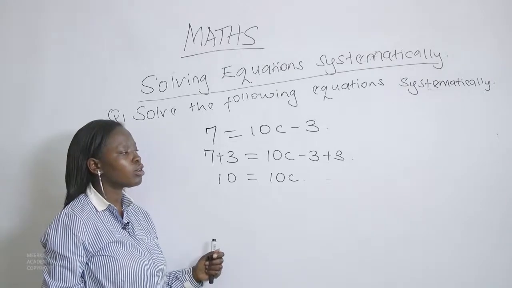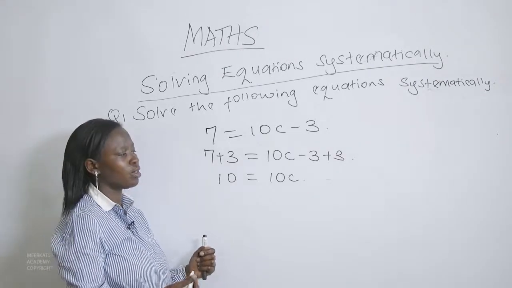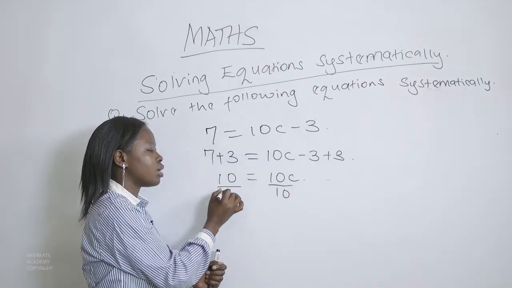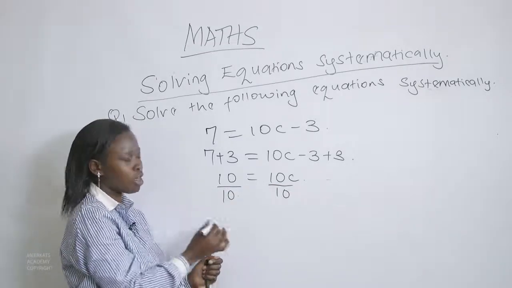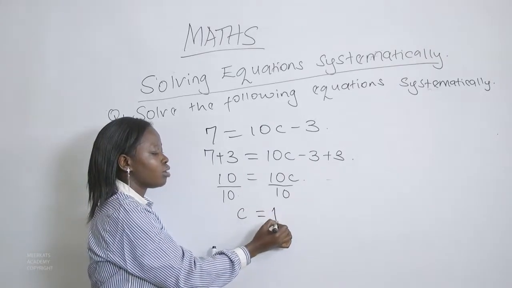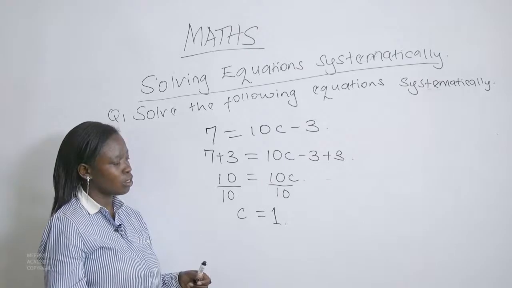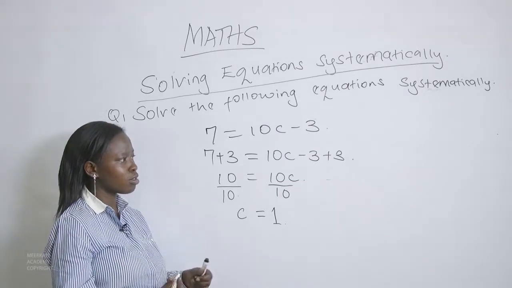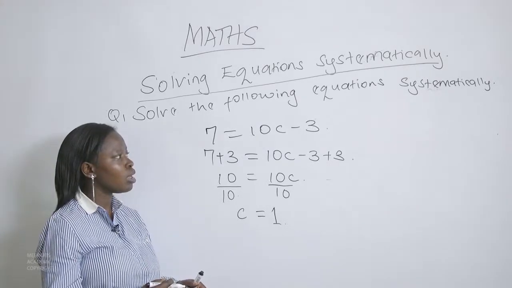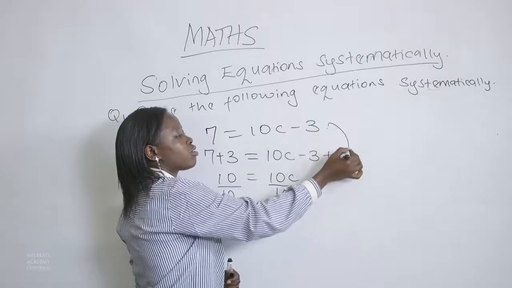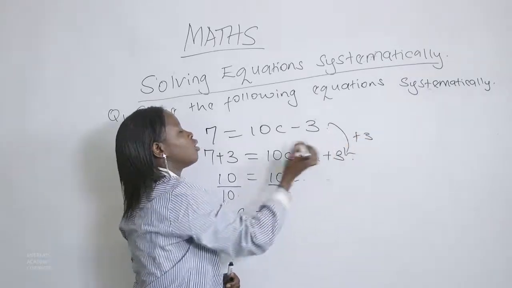To get the value of c, the second step that we take is divide by 10 on both sides, divide by 10, divide by 10, so that the value of c in this given equation will be 10 divided by 10, which is 1. So our value for c in this case is equal to 1. So this means that we've carried out two steps. The first step is adding 3 on both sides.